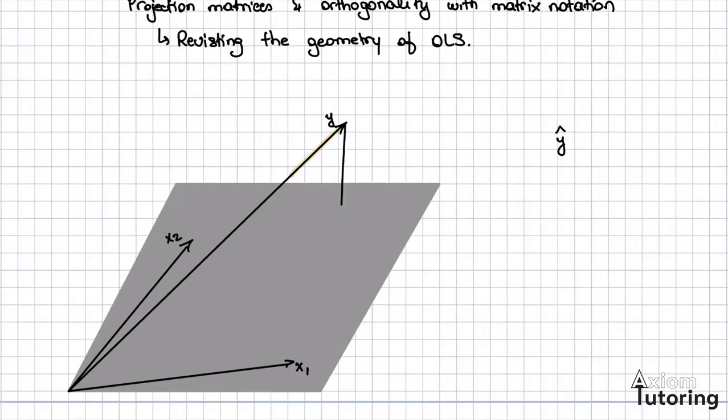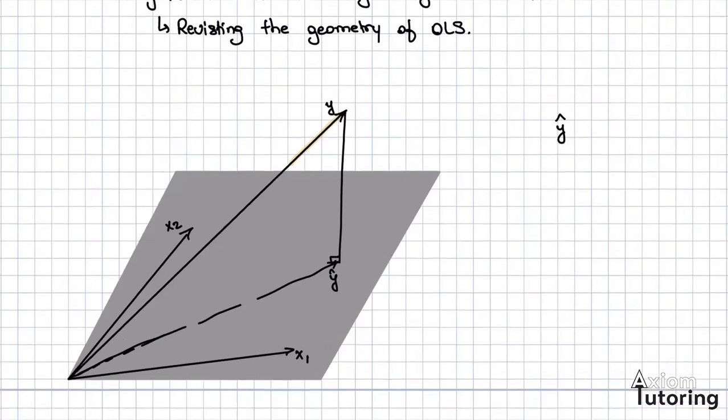And that's why we drew this last time by imagining the perpendicular drop, and this was our projection. Okay? So again, keep in mind the projection is the closest point to y in the subspace.